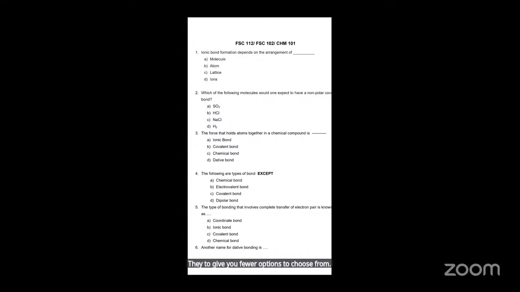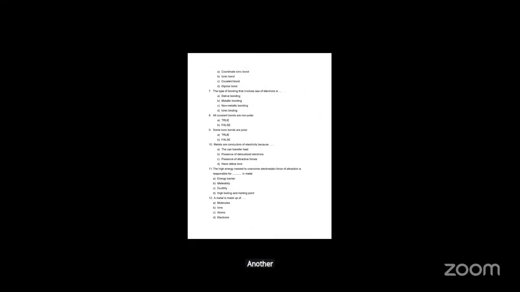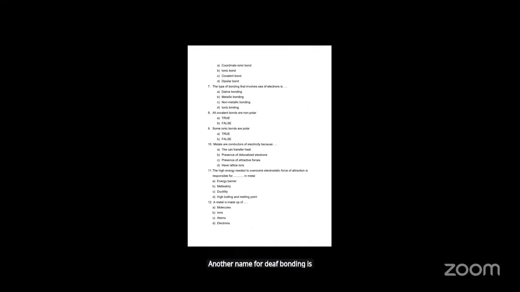The type of bond that involves complete transfer is ionic bonding. Another name for dative bonding is coordinate bond, dipolar bond. The answer is dipolar bond.